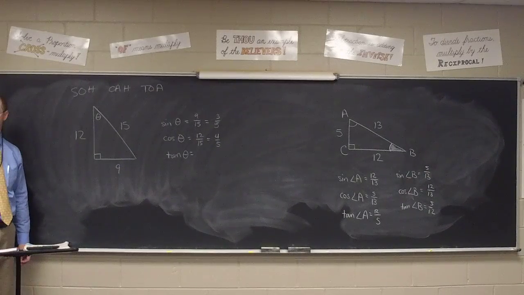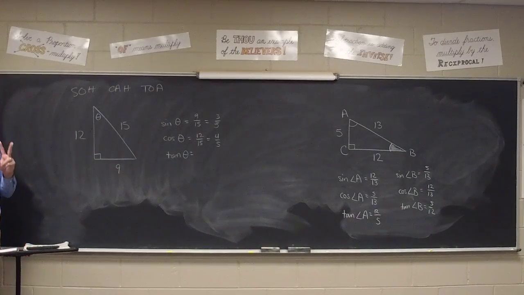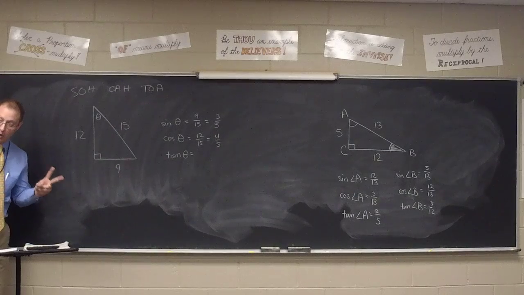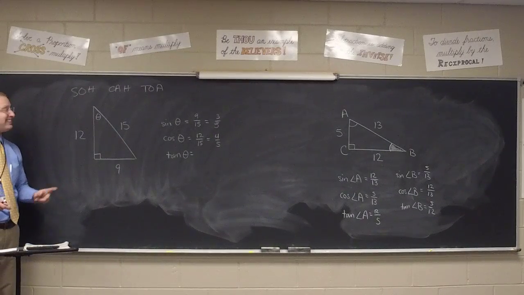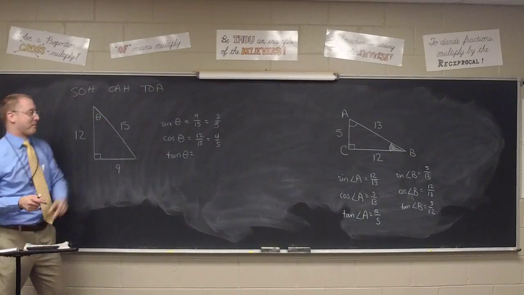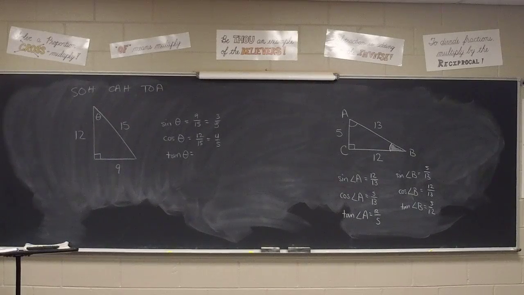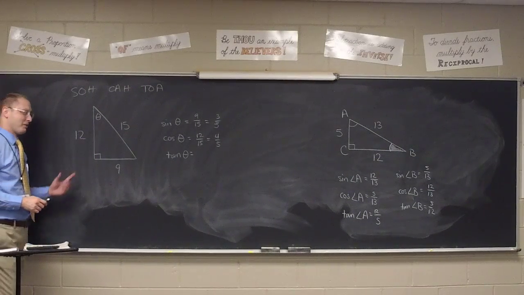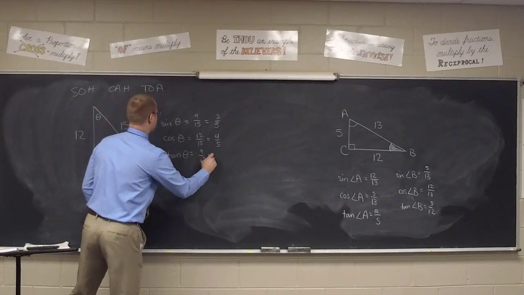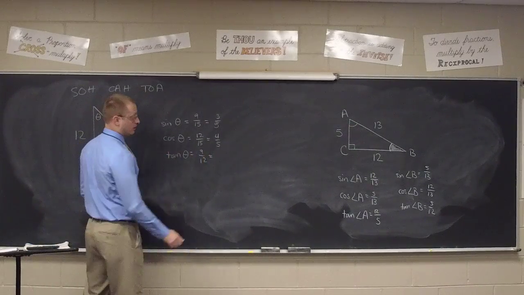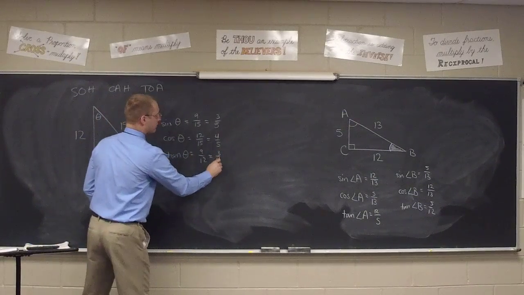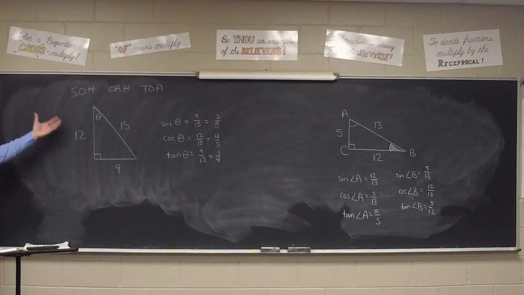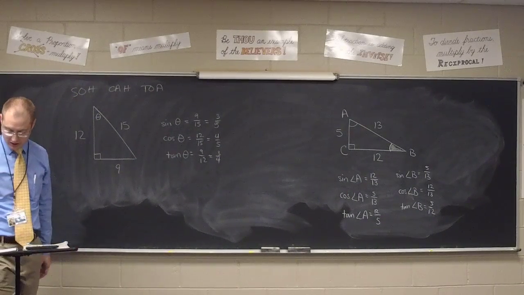So tangent is... TOA. No, that's the opposite over adjacent. There we go, opposite over adjacent. So the opposite is? 9 over the adjacent, 12. 9 over 12. So we get 9 to 12, which we can reduce down to get 3 to 4. Alright, so sometimes you may even have to find a missing leg first and then find your trigonometric ratios. Questions on that?